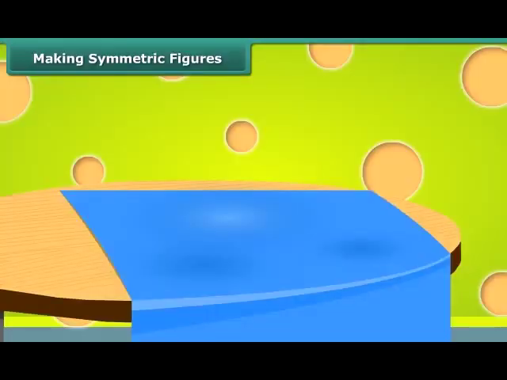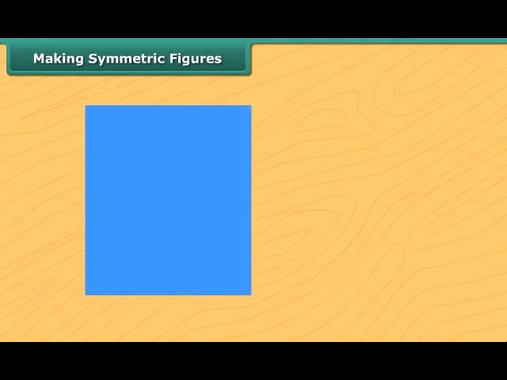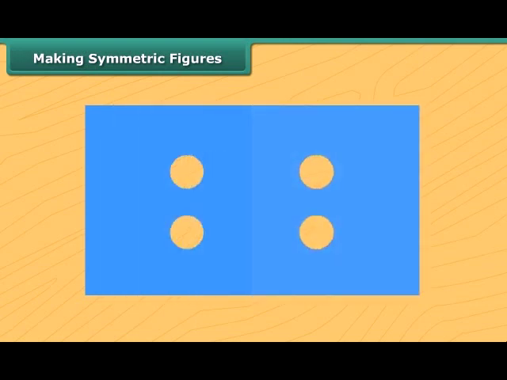Take a piece of cloth, fold it into halves. Now cut two small circles from the middle of this piece. Now after unfolding, you can see a symmetric pattern that has a line of symmetry along which it can be cut into two identical parts.